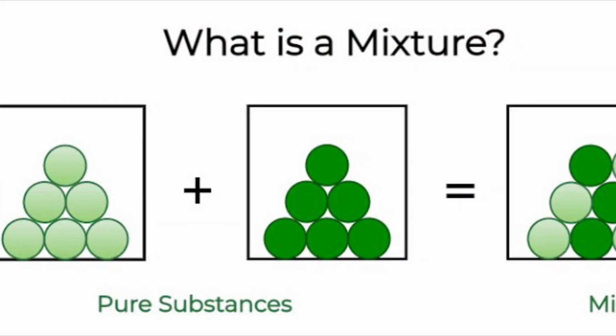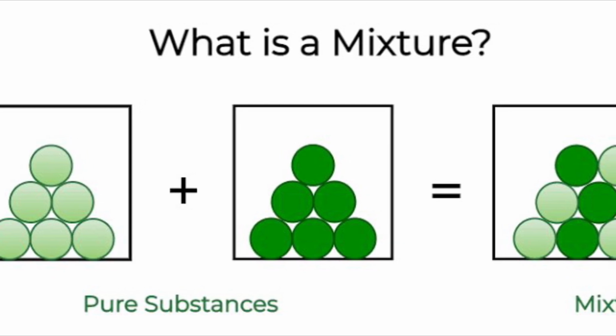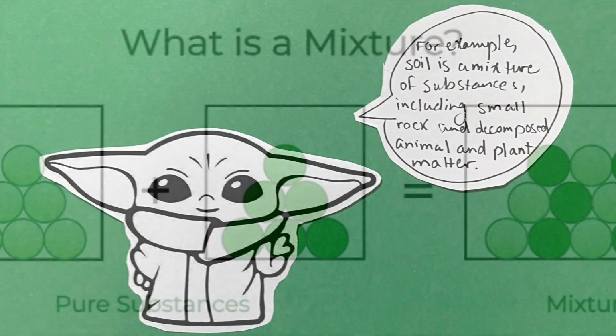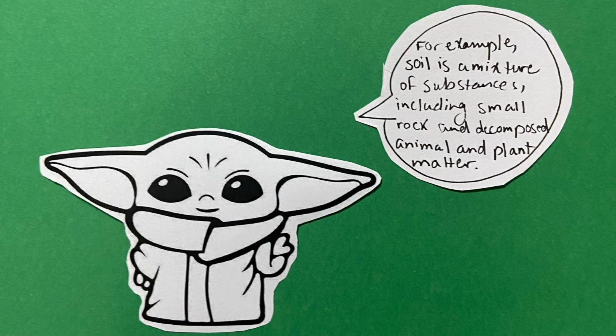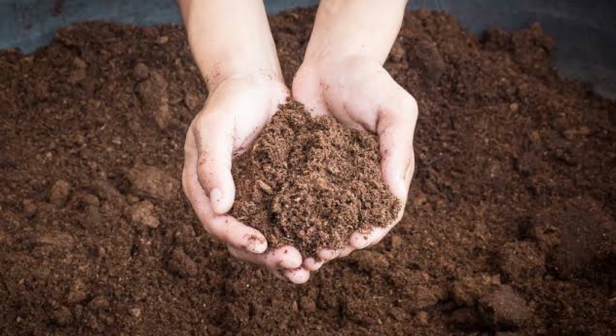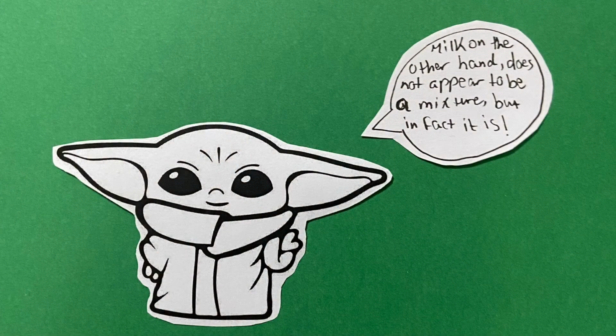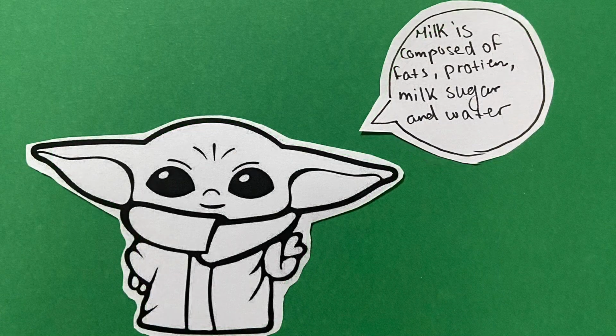A mixture is something made when two or more substances are combined, but they are not combined chemically. For example, soil is a mixture of substances including small rocks and decomposed animal and plant matter. Milk, on the other hand, does not appear to be a mixture, but in fact it is. Milk is composed of fats, protein, milk sugar, and water.